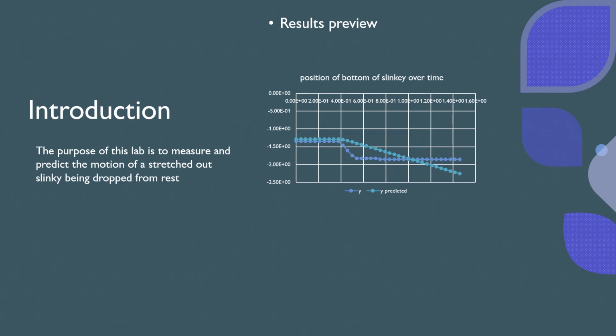To start off with, the purpose of this lab is to measure and predict the motion of a stretched out Slinky being dropped from rest from a certain height that was being held up. And then here's a short preview of the results, comparing the observed fall versus the predicted fall.